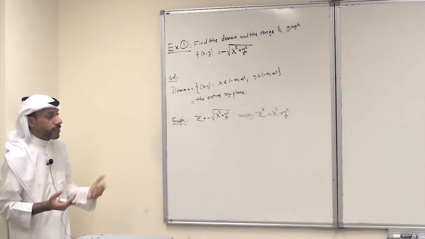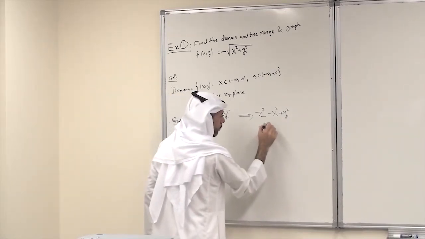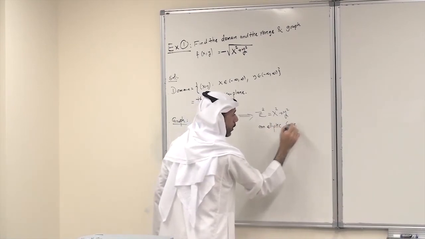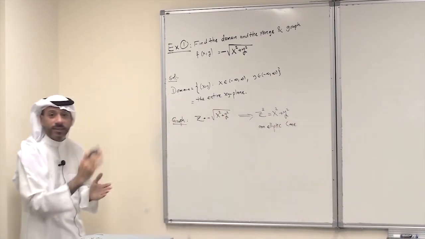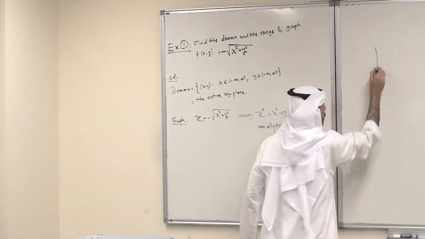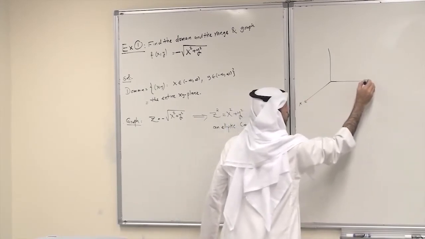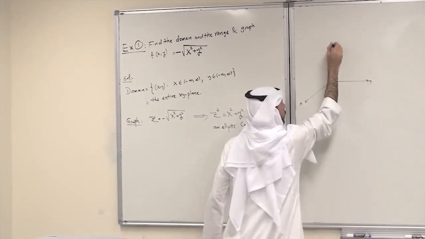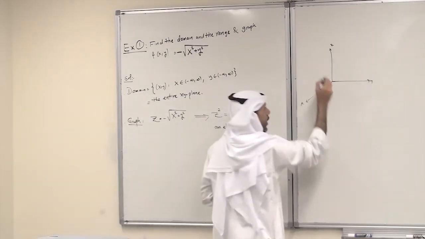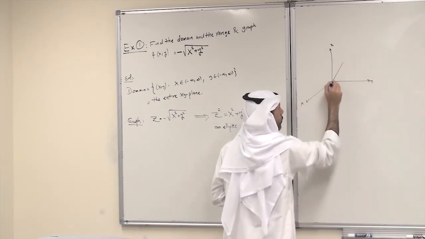And the graph of this is just an elliptic cone, with the z axis as its axis. So the graph will be something like this. This is x, this is y, and this is z. An elliptic cone, the axis is the z axis, and the vertex is the origin. So the graph will be something like this.